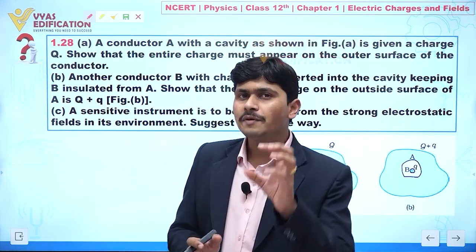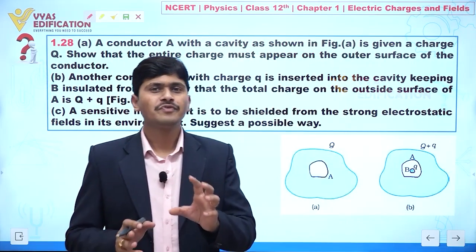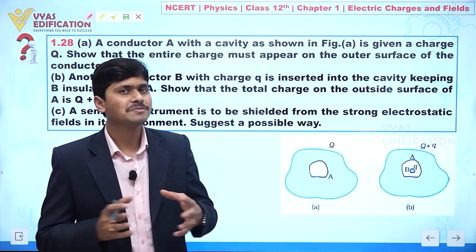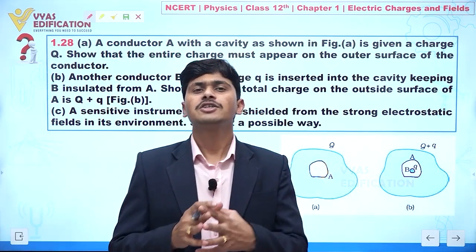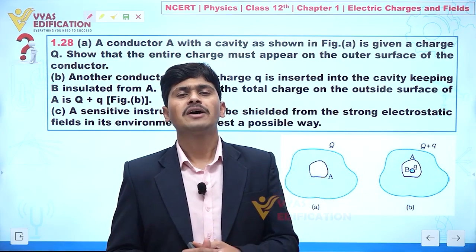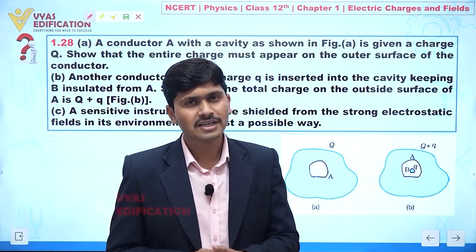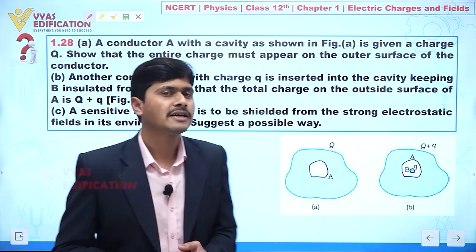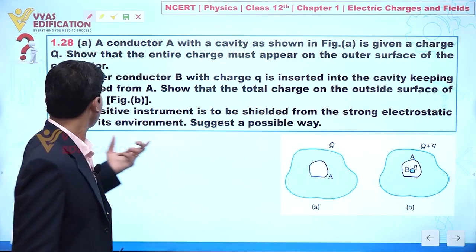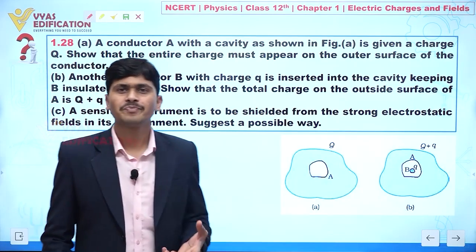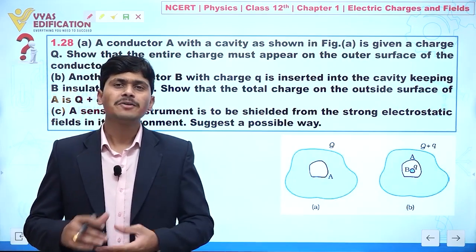Clear? So if we place that instrument in that cavity, we know the electric field in a cavity becomes 0. Yes or no? When the electric field is 0, it means there will be no damage by the external electric field on that instrument. Yes or no? So like this we can protect any instrument from electrostatic fields in the environment. Clear to everyone? So this is all about this question.